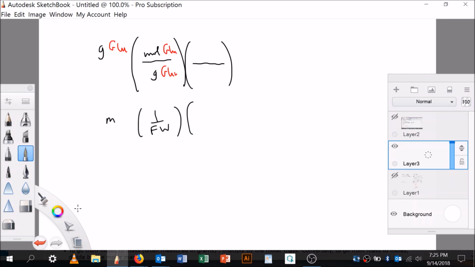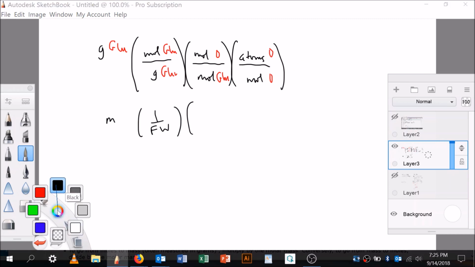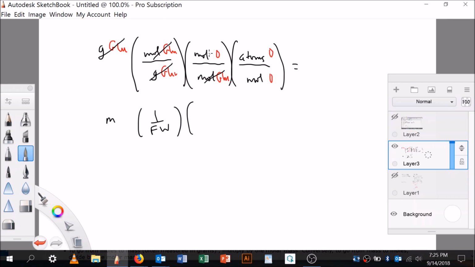All right, and then I'm going to convert that to moles of oxygen. You've been doing this all semester. So moles of glucose to moles of oxygen. And then I'm going to convert moles of oxygen to atoms of oxygen, and I'll be done then. Can you see grams of glucose are going to cross off? Moles of glucose are going to cross off. Moles of oxygen are going to cross off, and I'll be left with atoms of oxygen, which is exactly what I wanted.